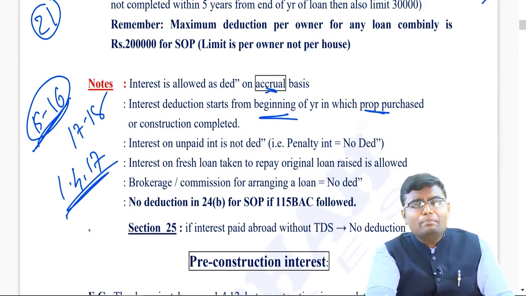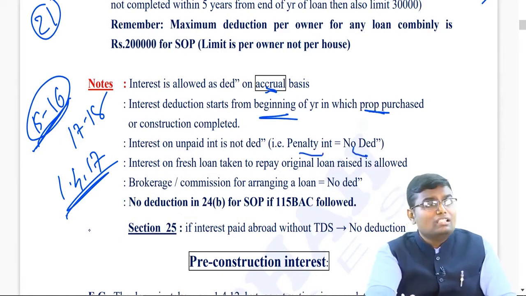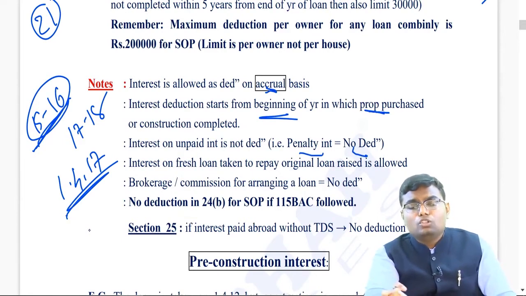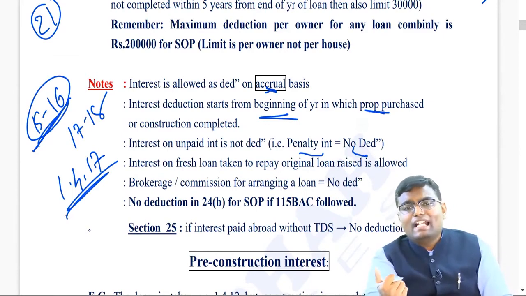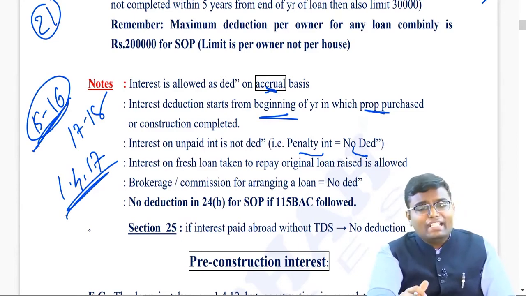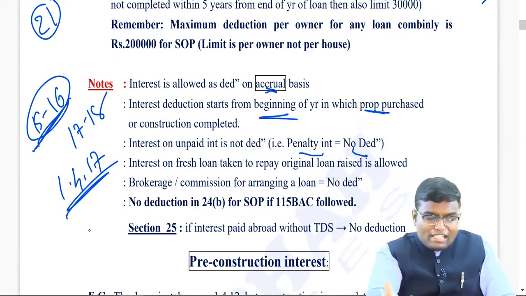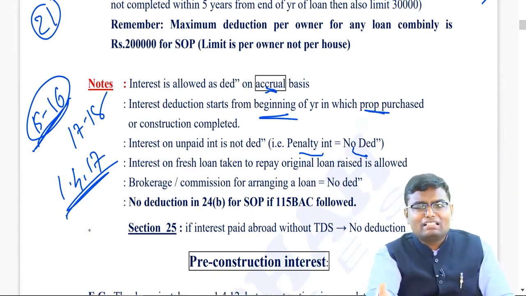Now let's say you didn't pay the interest to the lender and he charges some penalty from you, penal interest. That penal interest will never get a deduction. Let's say I have a loan which is ongoing. To repay the loan, I have taken another loan and now I have started paying the interest for that other loan. Even for that interest you will get a deduction under 24 clause B. What I have written? Interest on fresh loan taken to repay the original loan is always allowed as a deduction. Now while taking the loan, you must be paying some processing charges, brokerage, commission. You will get no deduction for that.